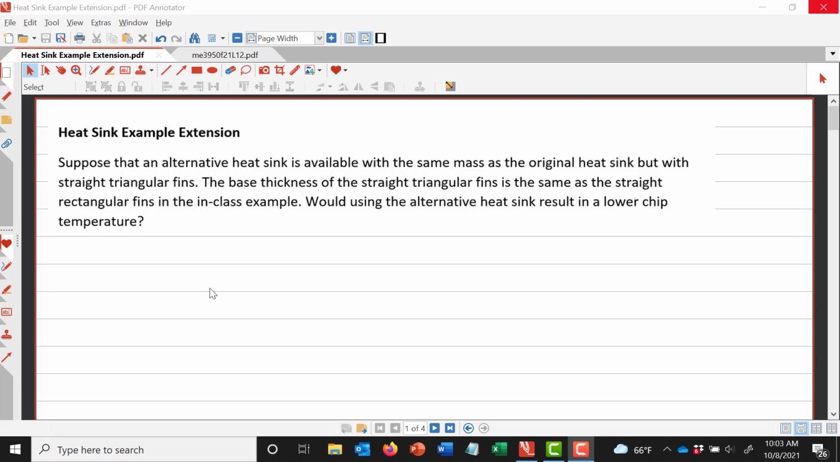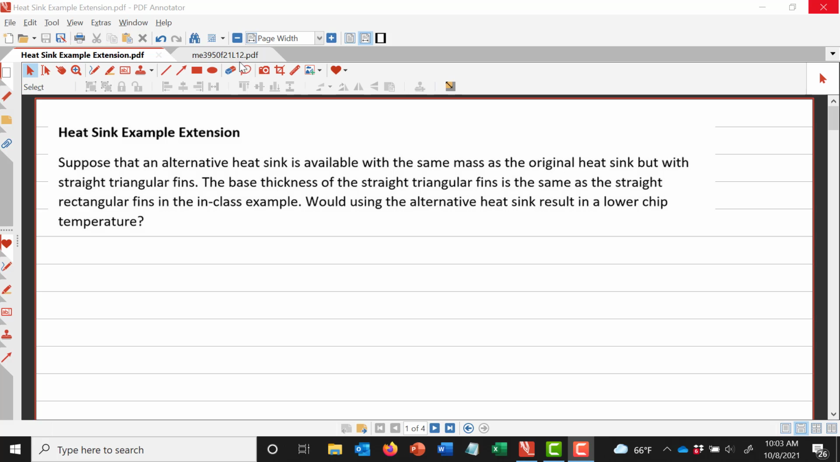But then suppose there's an alternative heatsink with the same mass as the original, but now you have straight rectangular fins and the same base thickness of these triangular fins as in the in-class example. So somebody comes to you and proposes this alternative heatsink, and so would it work? Would it work better? Would it reduce the chip temperature?